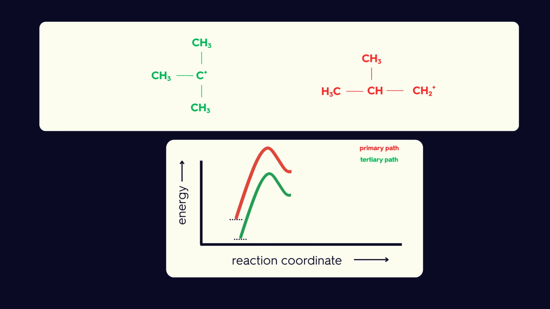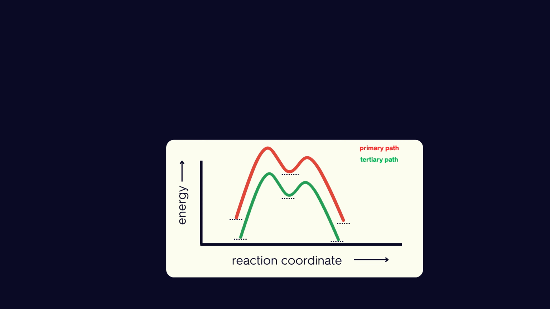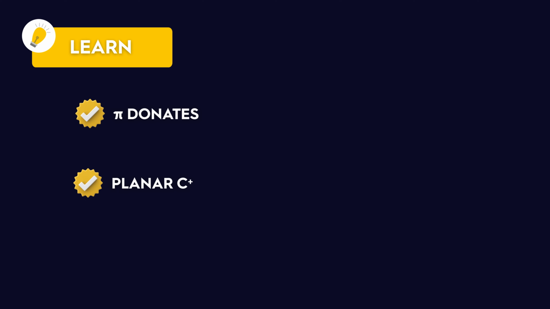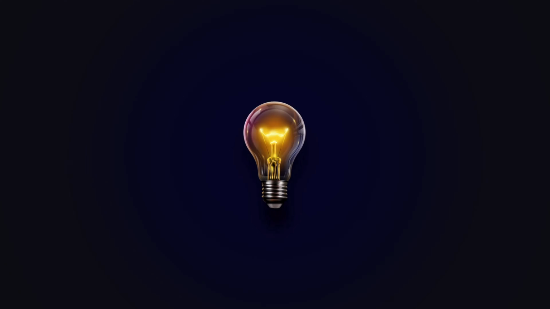However, protonation isn't random. It follows the path that makes the more stable carbocation. Tertiary over secondary over primary. That's why the product is Markovnikov. So far, we learned that electrons move from the pi bond, the carbocation is planar, and carbocation stability guides where hydrogen adds.